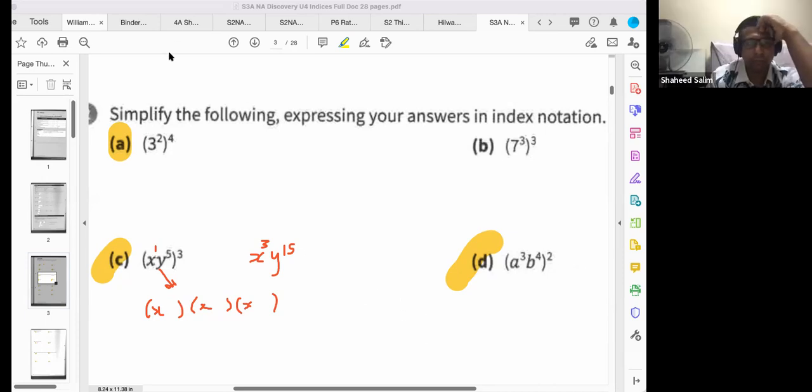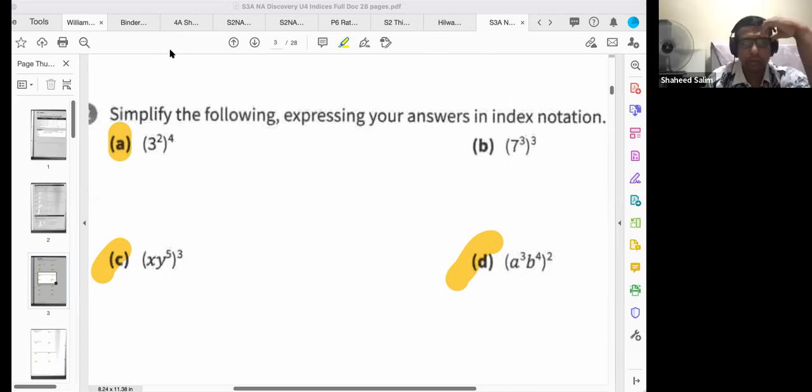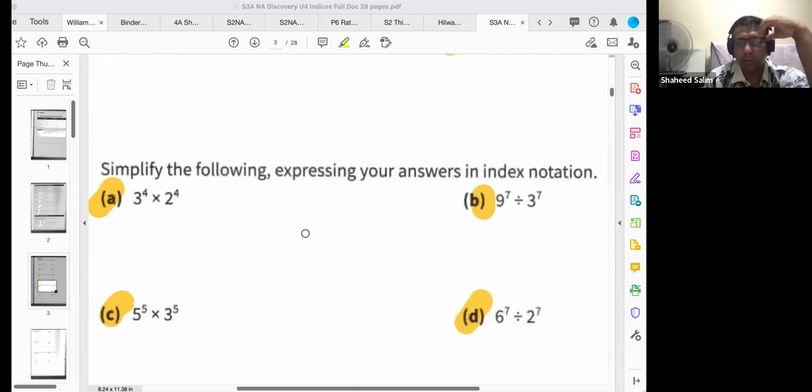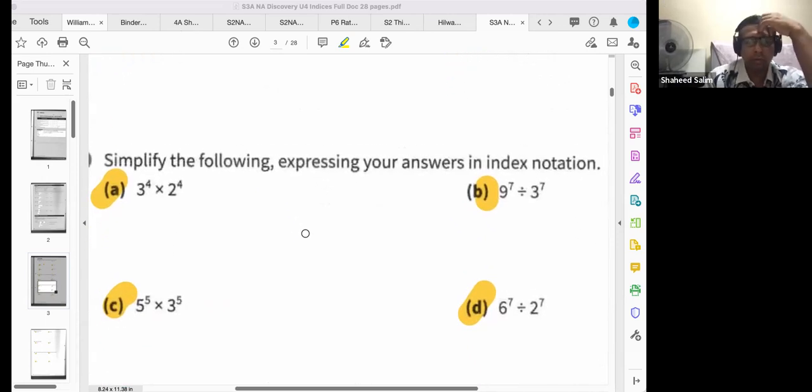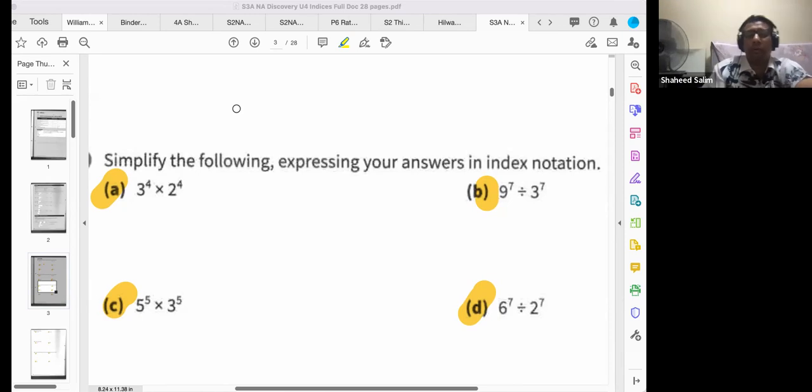D is a^6 b^8. Okay, great, not bad. Okay, now what about A? A is 6 to the power of 8. All right, hold on. So now down here, what we're going to do?